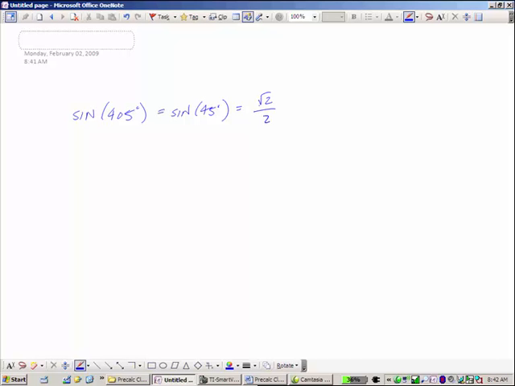Okay, I was sort of, in my mind, my perfect teacher moment, I had the whole class in unison saying, root 2 over 2. It's okay, maybe next time.